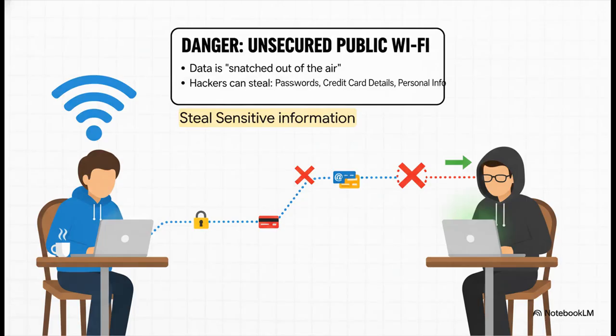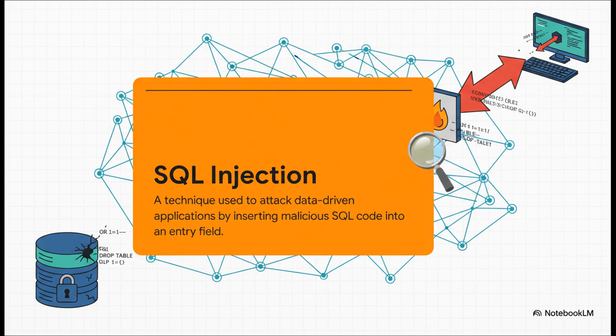And this is exactly why you have to be so careful when you're using public Wi-Fi, at a coffee shop or in an airport. If that network isn't secure, your data is just flying through the air in plain text, and anyone else on that network with the right software can just listen in and grab your passwords or bank details right out of thin air. It's scary stuff. And now for our last one, SQL injection.